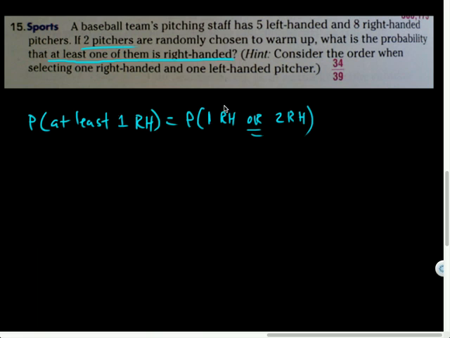Well, this is exactly one right-handed and exactly 2 right-handed. So there is no overlap. If I wasn't specific, then there would have been. So these are actually exclusive. So that means I can just add their probabilities. So probability of one right-handed.